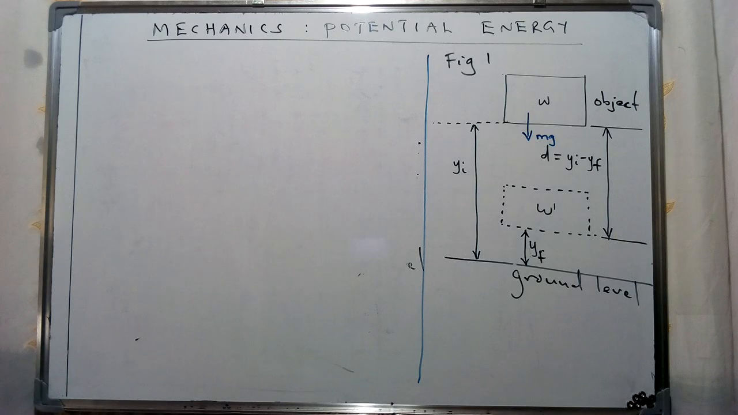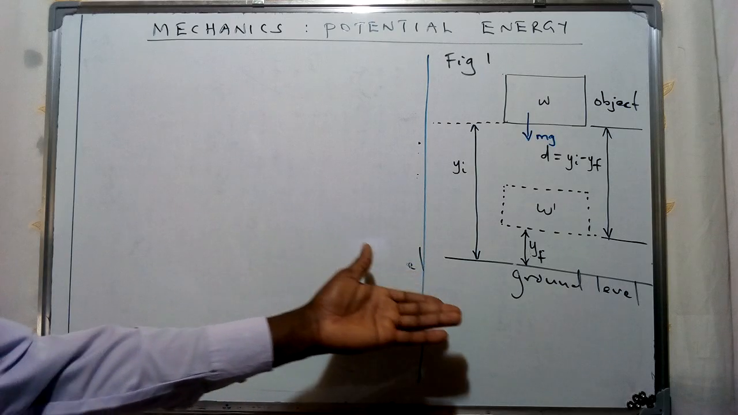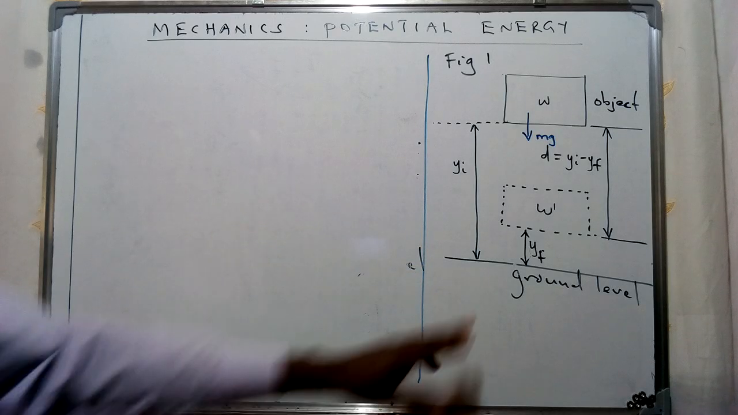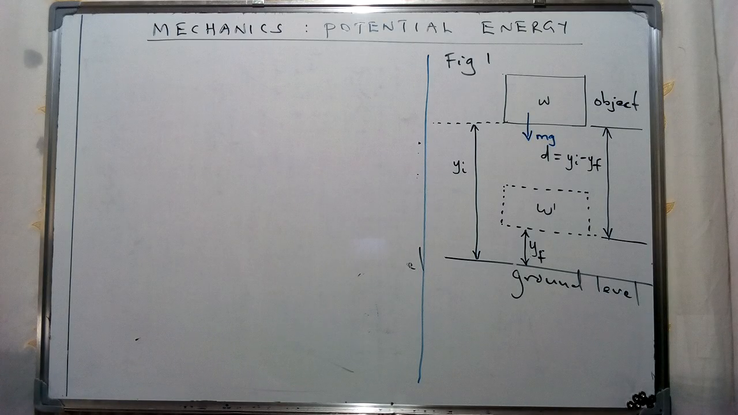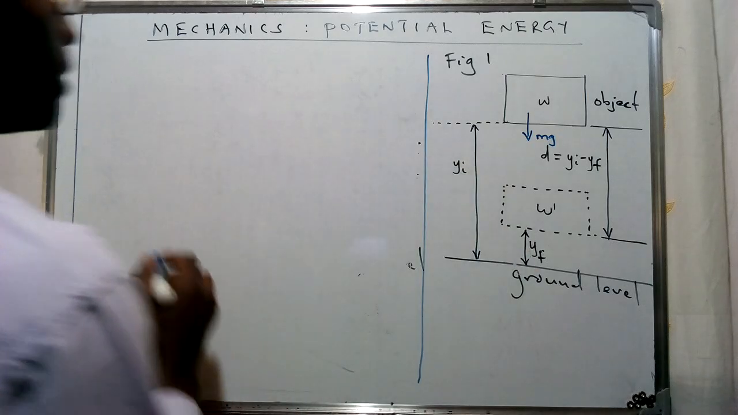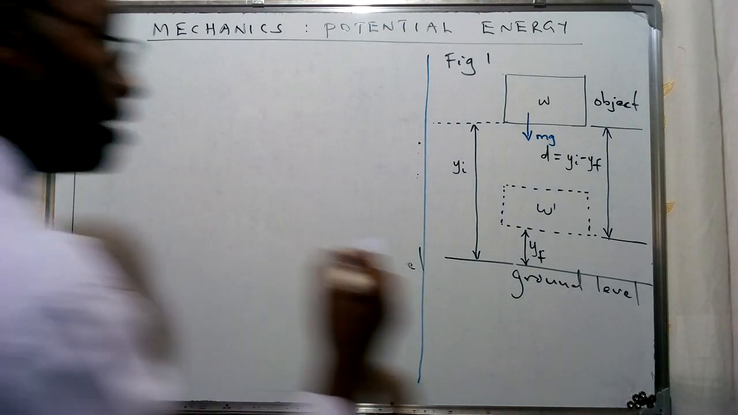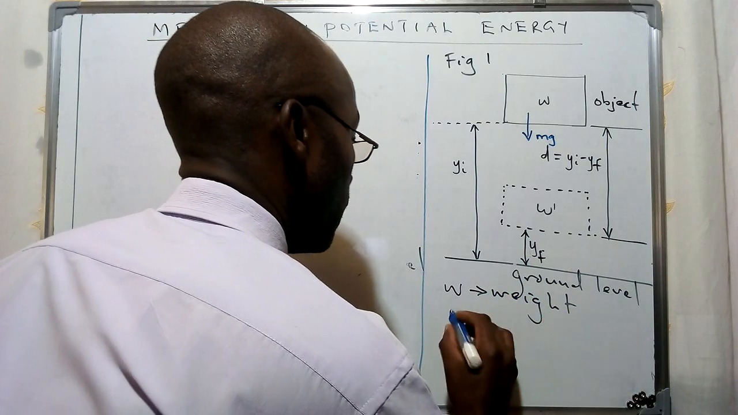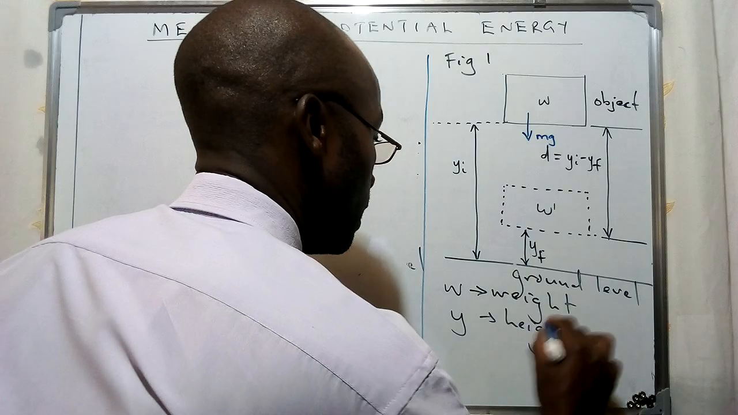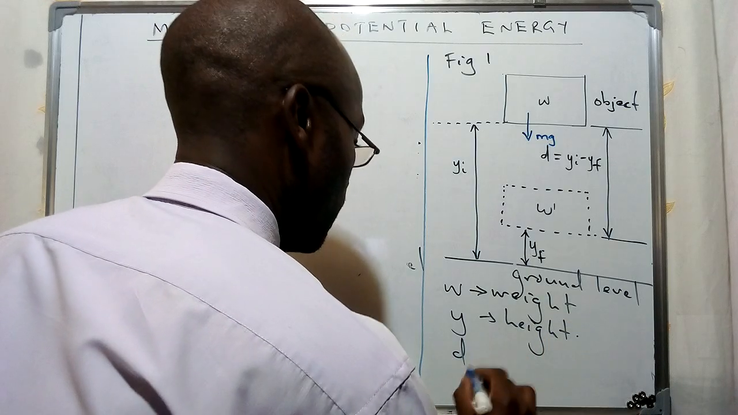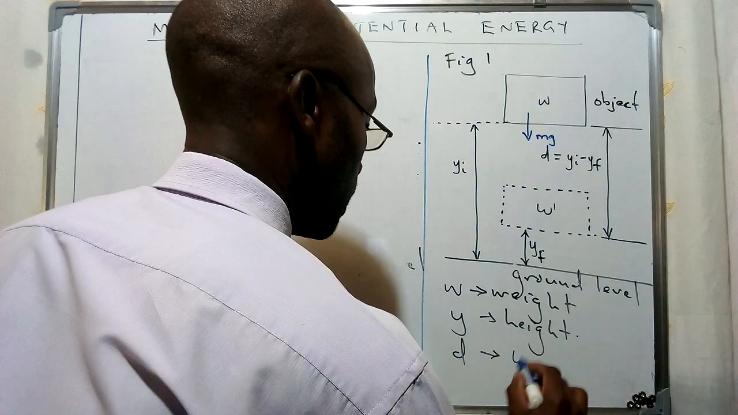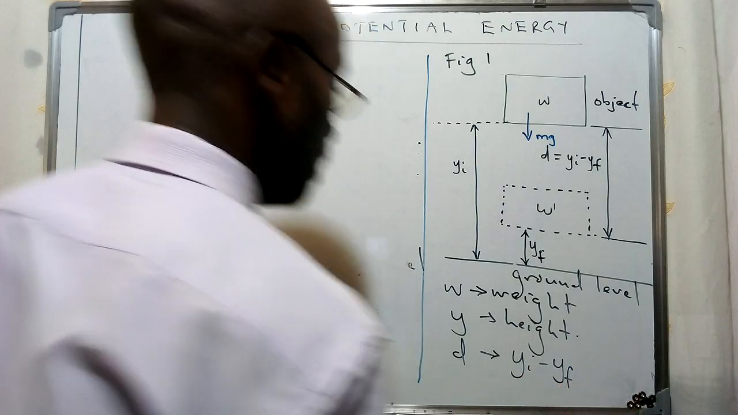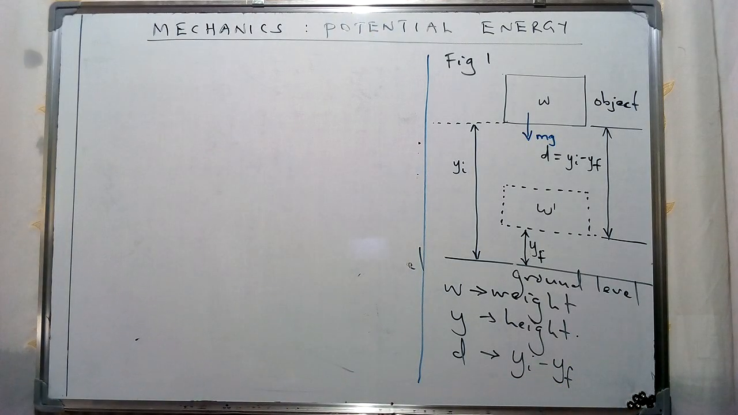is going to give us what we refer to as the potential energy. The product of the force, which we have regarded as gravitational force, and the height, which is given in terms of y, is going to define our potential energy. Now in this figure, W is going to be the weight, and y is going to be the height. And d, of course, is the difference in distance, given as y initial minus y final. So we're going to consider also the position.